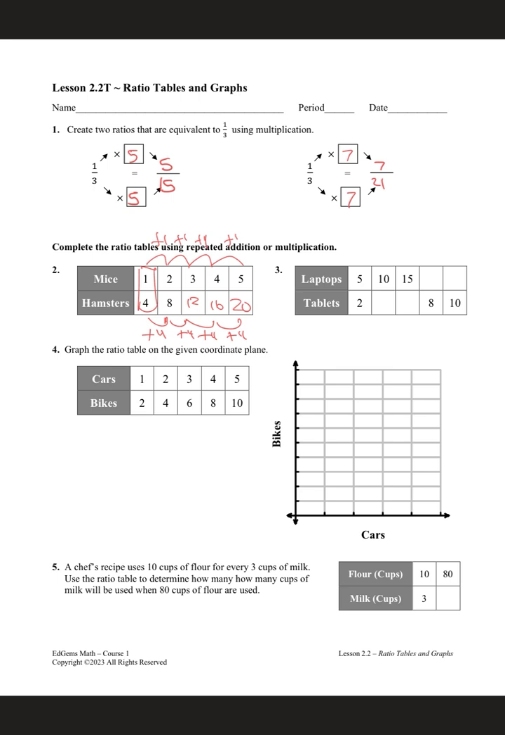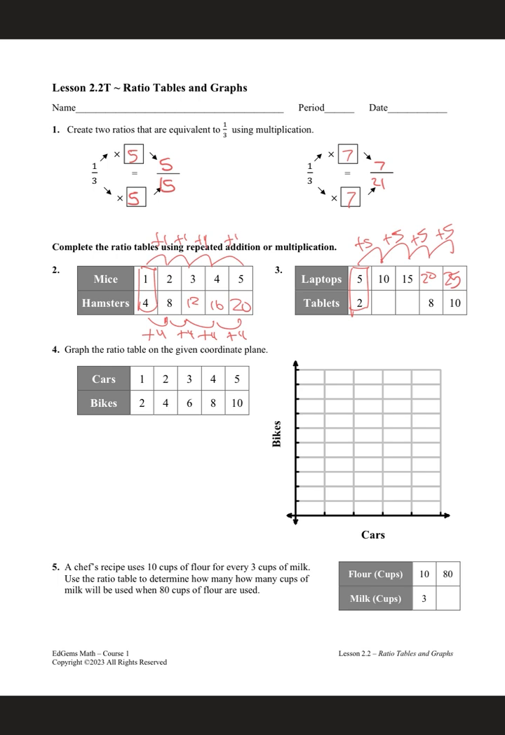For number 3, we're comparing laptops to tablets. So this is my base ratio, 5 over 2. In this case, how did I get from 5 to 10? What do I do? Did I add? Well, if I go plus 5, that's 10. 10 plus 5 is 15. 15 plus 5, that's 20. And then 20 plus 5 is 25.